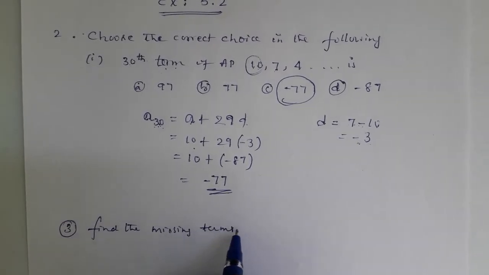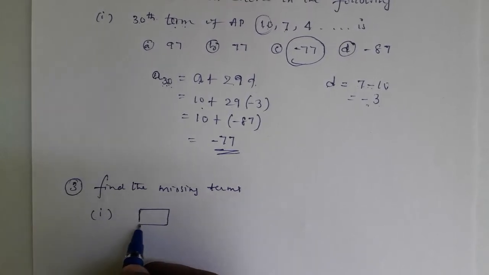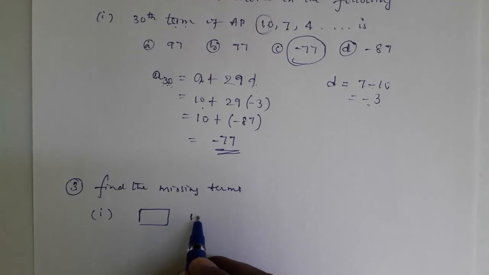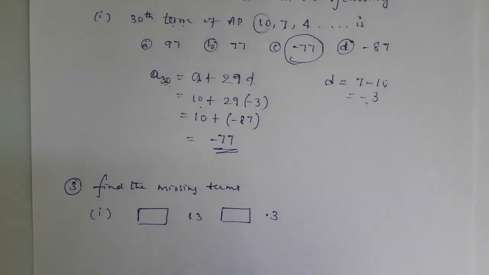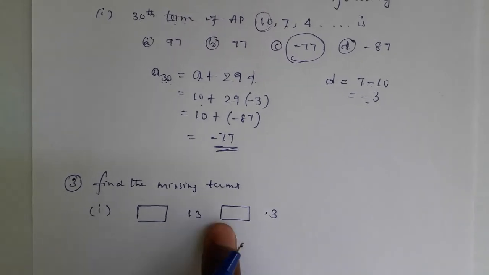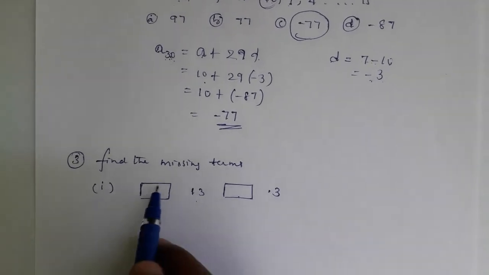Find the missing terms. In that I take one problem. Find the missing terms. The first term is missing, the next is 13, again one more term is missing, and the next is 3. So these missing terms we have to find out. First is unknown, second we know, third is unknown, fourth we know. So how do we find these missing terms?